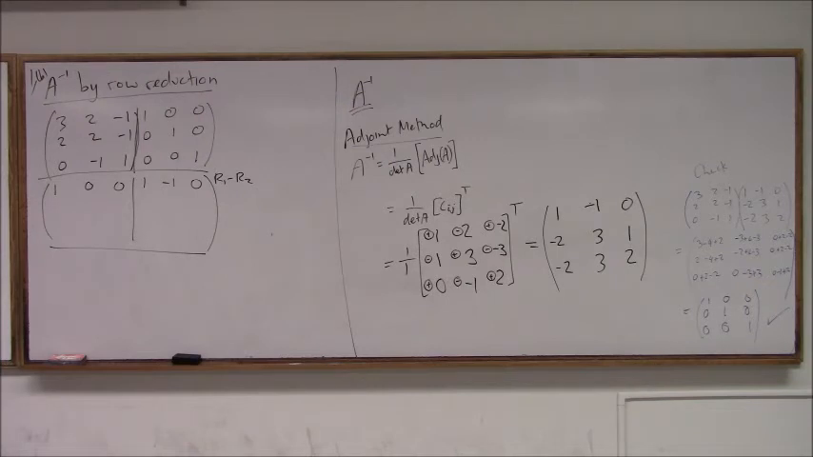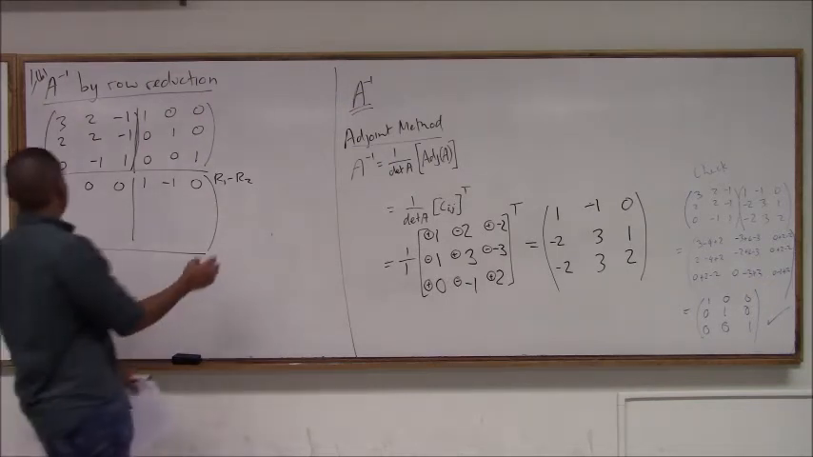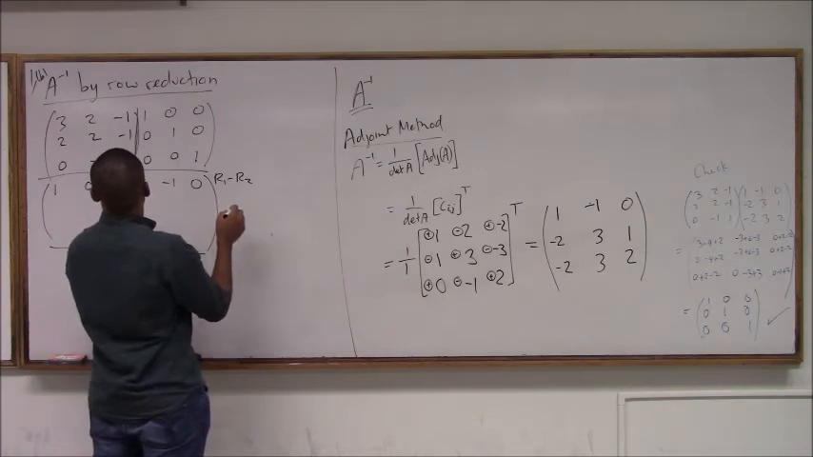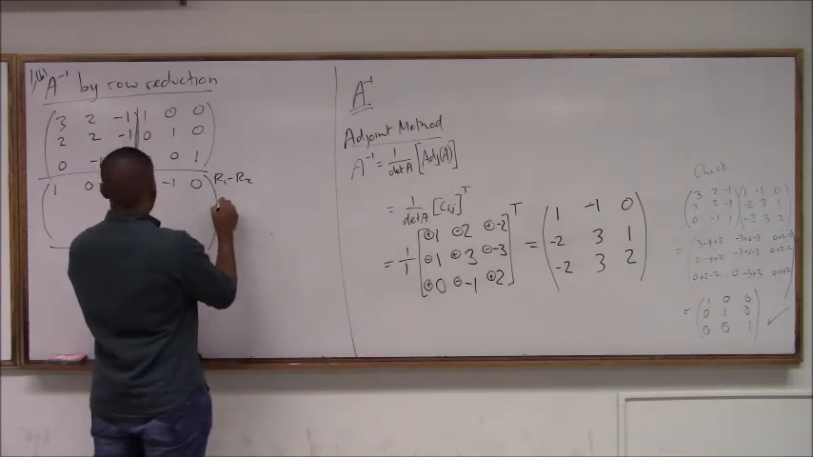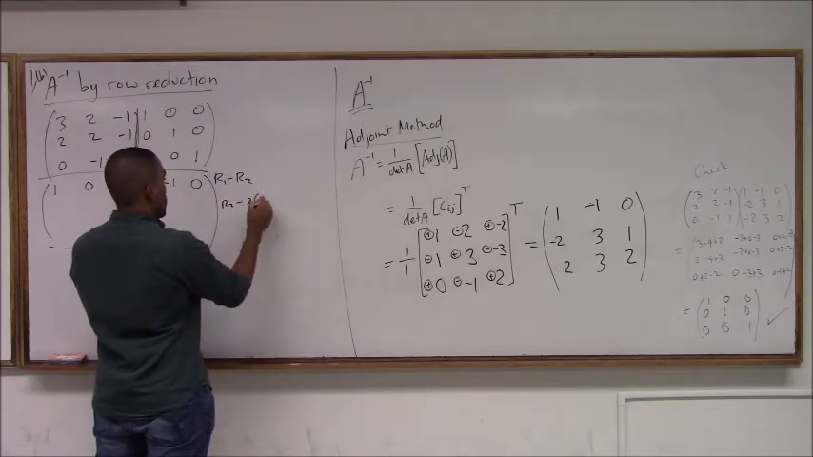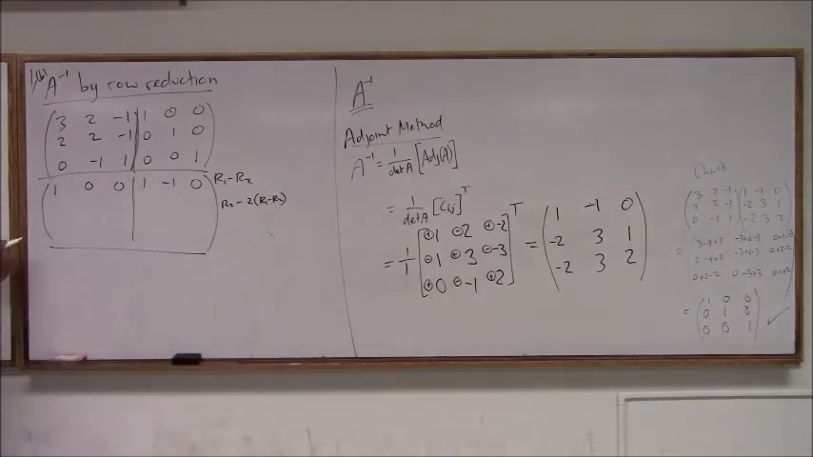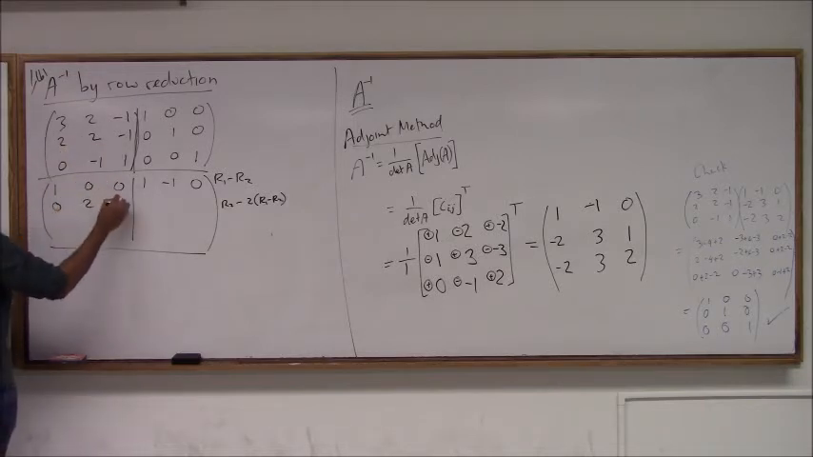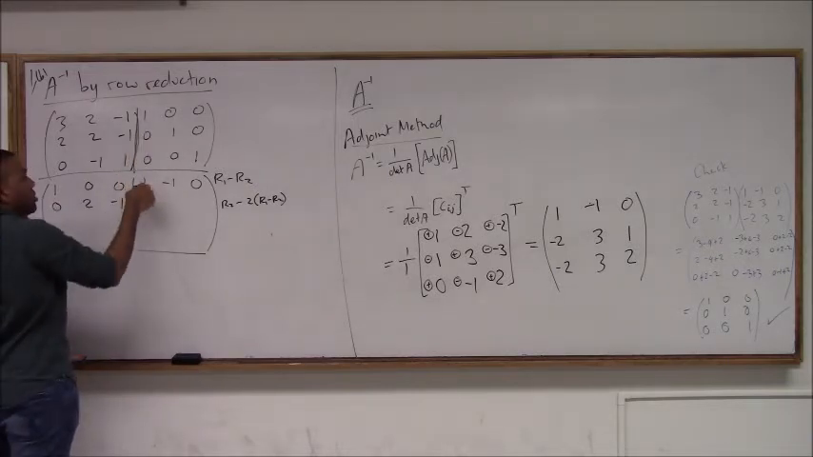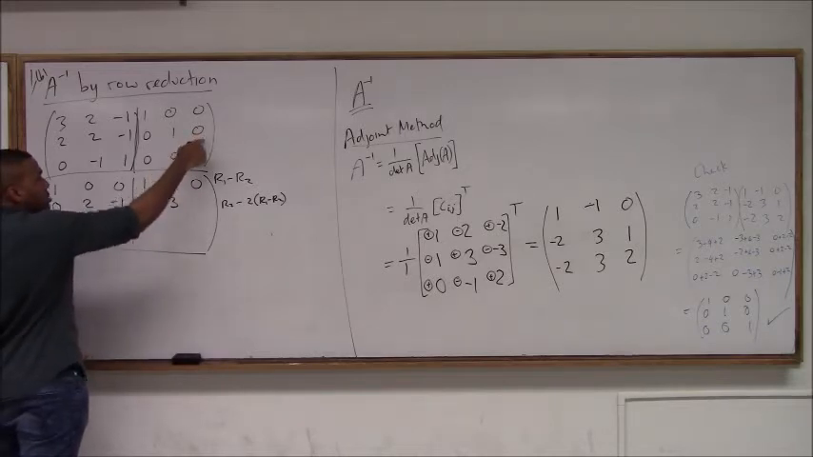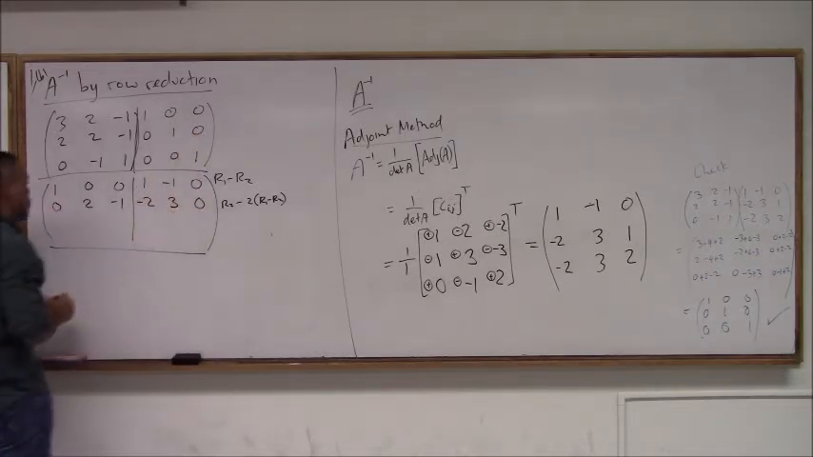And now I immediately want to kill that 2. So let's take row 2 minus 2 times this new row that I just created. So this minus 2 times that, 0. This minus 2 times that, 2. This minus 2 times that, minus 1. This minus 2 times that, minus 2. This minus 2 times that, that's 3. This minus 2 times that, that's 0.